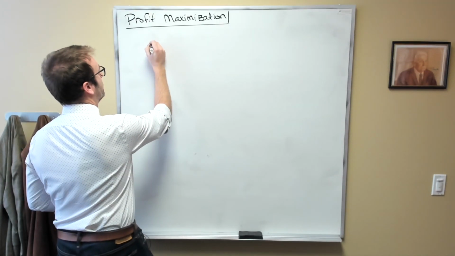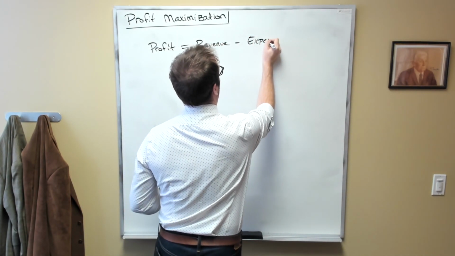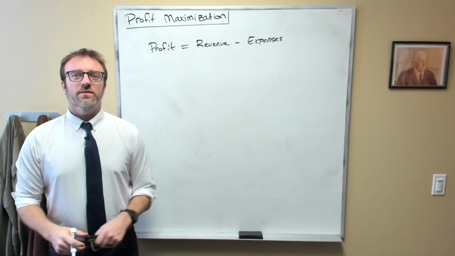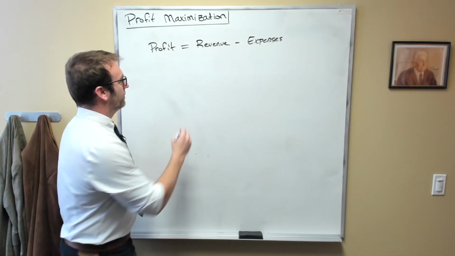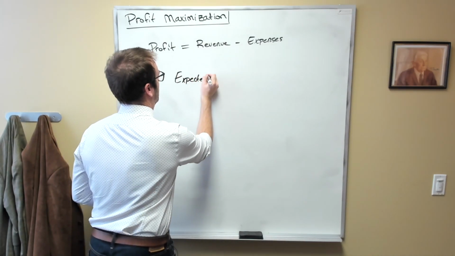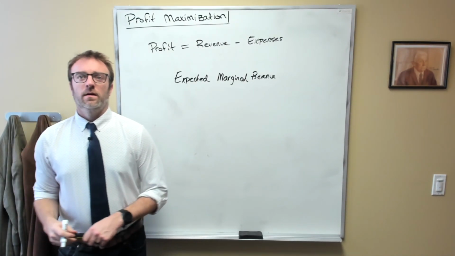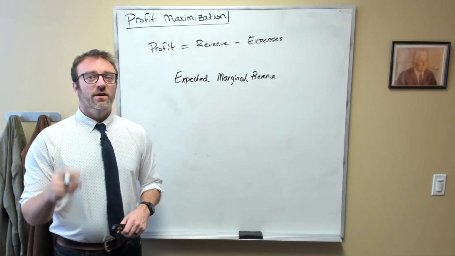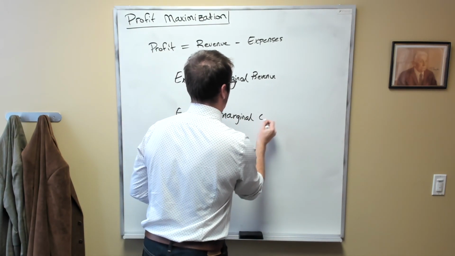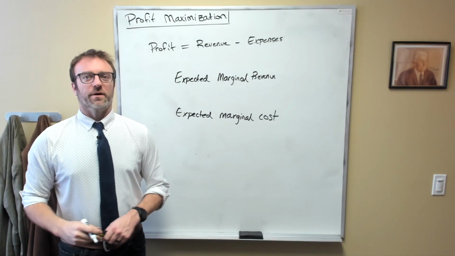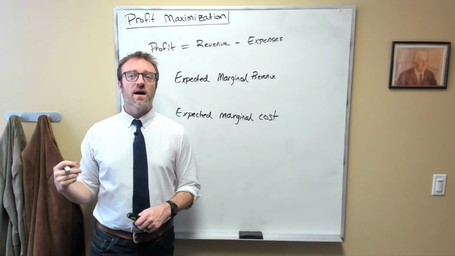Now remember, profit is equal to revenue minus expenses. The basic idea here is that profit maximizers will engage in an activity as long as the expected marginal revenue of doing so exceeds the expected marginal cost. Put another way, profit maximizers will continue to do something as long as they make more money doing it than they must spend to do it.